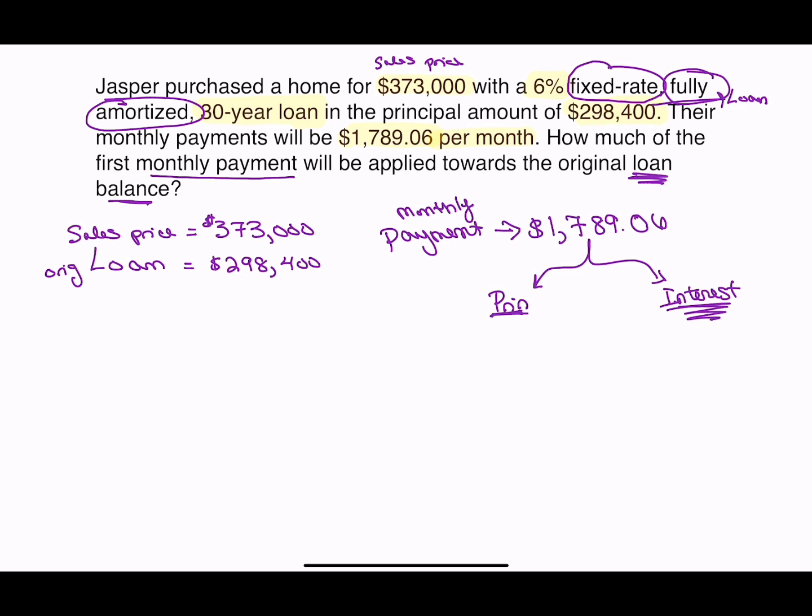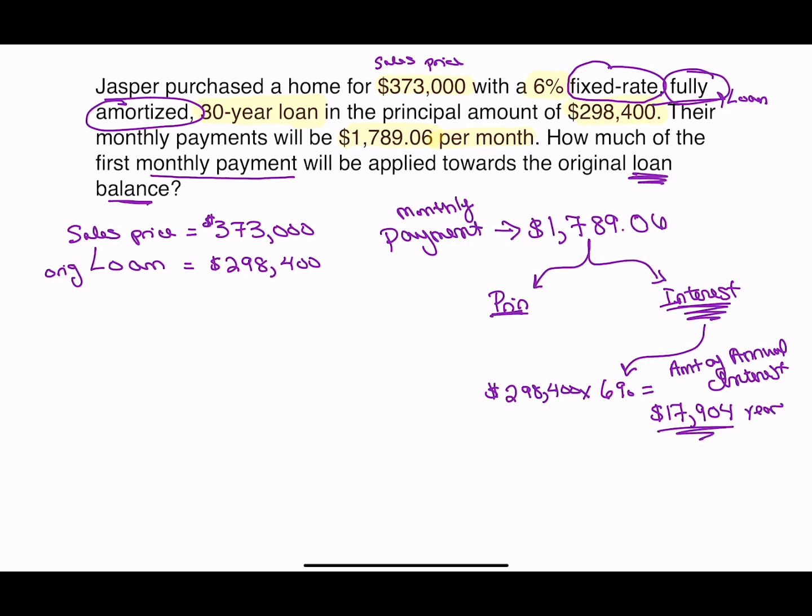Now, we don't know anything about the principal, but we do know something about the interest. That interest rate is 6%. And we know that 6% is based off of what this person borrowed, which was $298,400. If I take that $298,400 and multiply it by 6%, that will tell me an amount of annual interest. Remember, guys, when you're quoted an interest rate in finance like this, it is normally an annual rate of interest. So if you borrowed $298,400 at 6% for 1 year, what you would owe the bank for a year would be $17,904. That's what you would owe to borrow that money for a year.